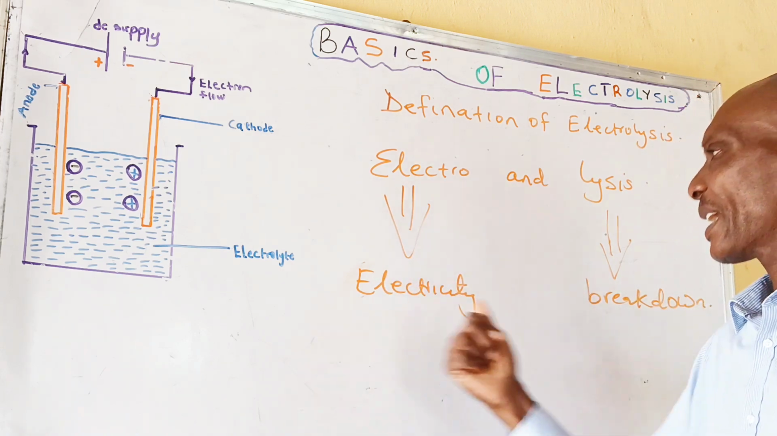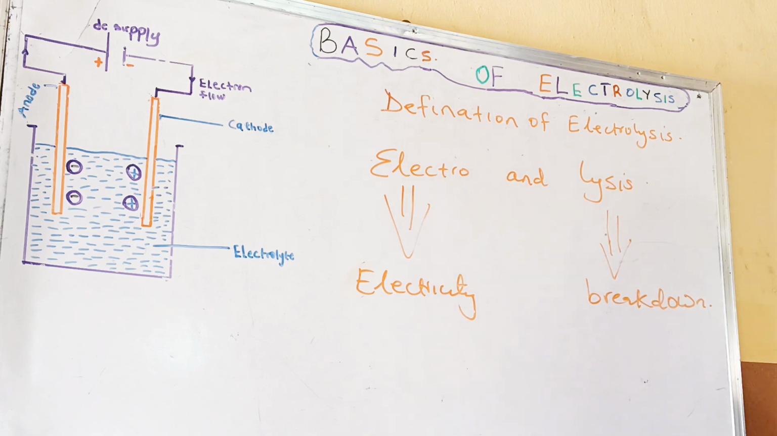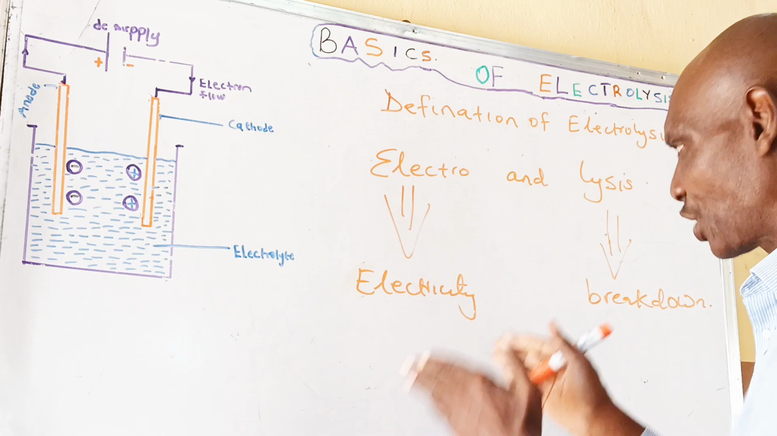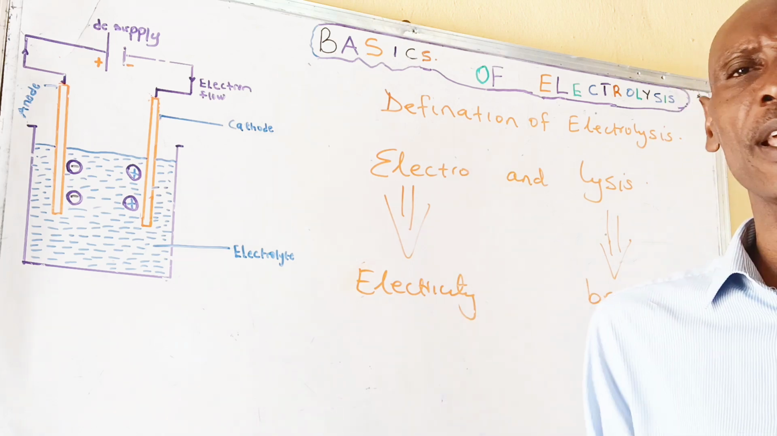Now, the first thing that we need in beefing up the definition of electrolysis is what type of substance are we talking about here? Is it every substance that we can break down by electrolysis, or there are certain types of substances that we shall be interested in here?